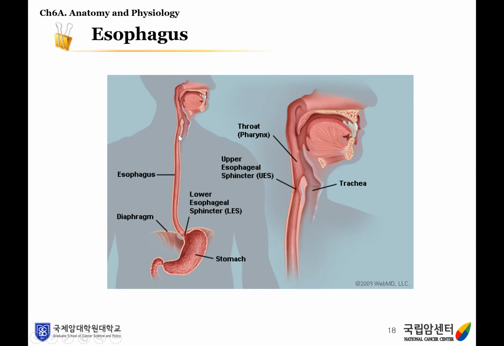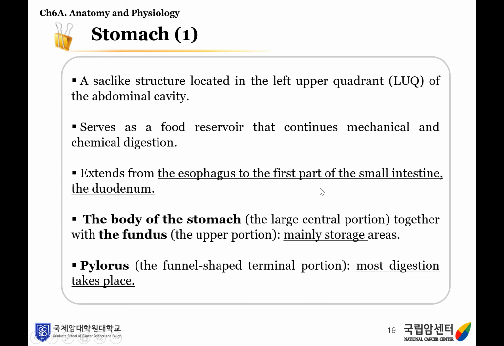So you can see the esophagus and stomach, and in the distal part of the esophagus, you can see the LES, lower esophageal sphincter. And also there is the upper esophageal sphincter from the first part of the esophagus. And now we are going to the stomach. The stomach is a sac-like structure located in the left upper quadrant of the abdominal cavity.